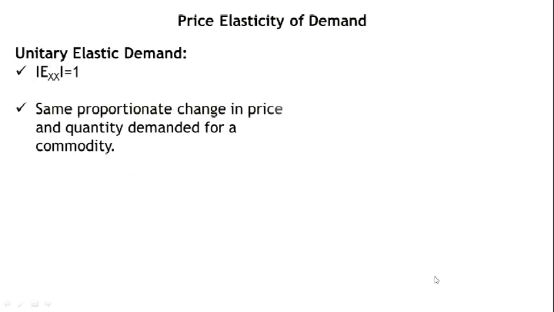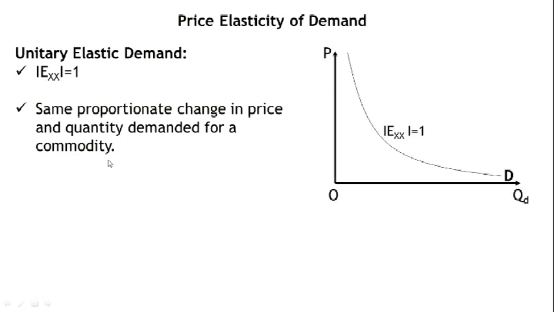The third case is unitary elastic demand. When demand is unitary elastic, the absolute value of price elasticity of demand is equal to 1. In case of unitary elastic demand, there is the same proportionate change in price and quantity demanded for a commodity. That is, the percentage change in quantity demanded for a commodity is equal to the percentage change in price of that commodity. For example, if price falls by 10% for the commodity, its quantity demanded rises by exactly 10% when demand is unitary elastic. For unitary elastic demand, the demand curve is a rectangular hyperbola as shown in the figure.